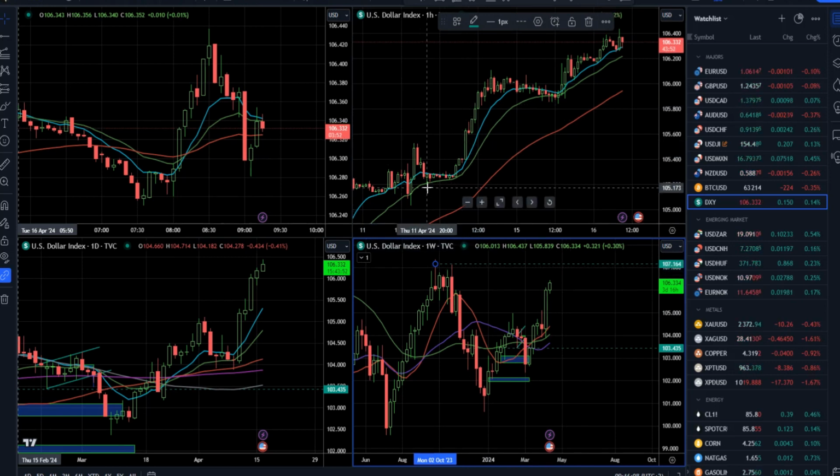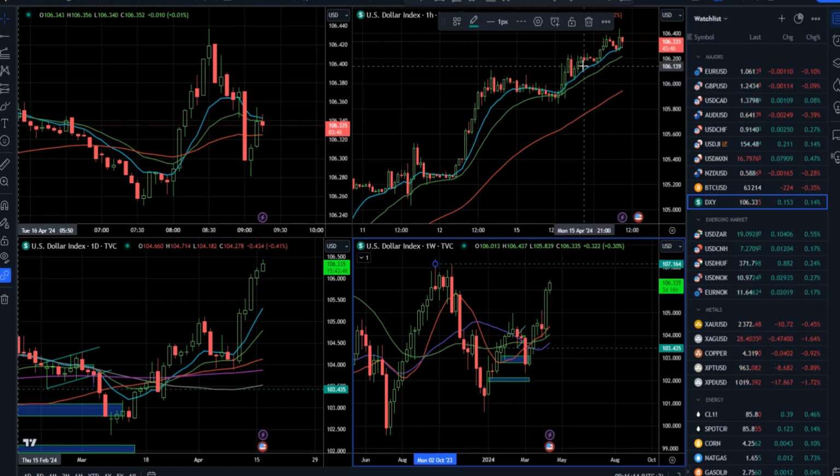The hourly time frame is holding this 50 and 20 bar moving average very well. We have rising moving averages, and it looks like there are pretty good odds for upside movement towards at least the 107.15 mark on the dollar index.